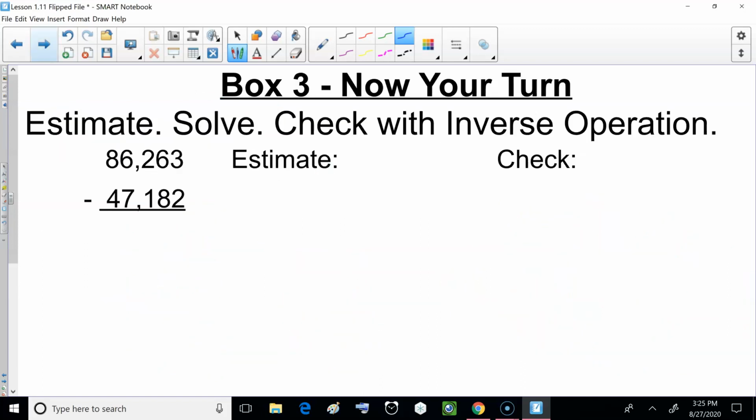So now it's your turn. You're going to estimate, solve, check with inverse operation. 86,263 minus 47,182. So you can pause the video right now and write down an estimate, and then solve it, and then check with inverse operation. And another problem for you to estimate, solve, and check with inverse operation is 573,486 minus 294,294. So pause it right now and give it your best attempt to estimate, then solve it, and then check with inverse operation.